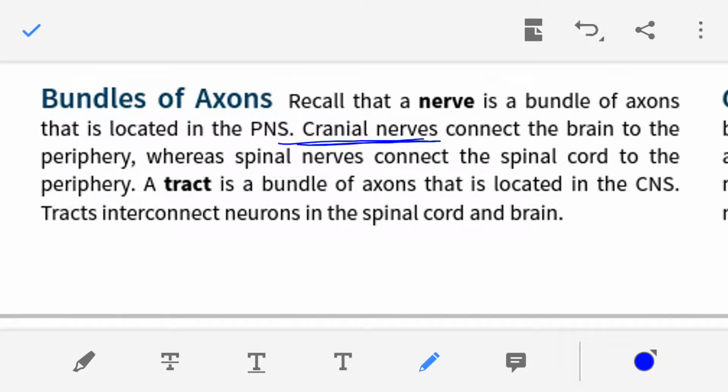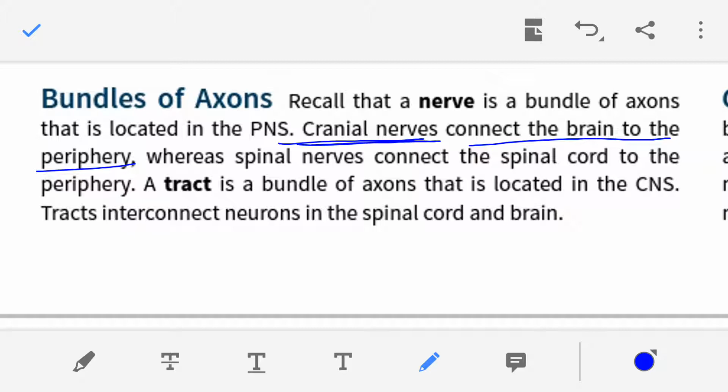Cranial nerve. Cranial nerves connect the brain to the periphery. Now cranial nerves originate from our brain, and they propagate the nerve impulse to various organs of our face. Let's say the nerve impulse from our brain reaches our eye, nose, ear, tongue, and from all these organs also nerve impulses reach the center of the brain.